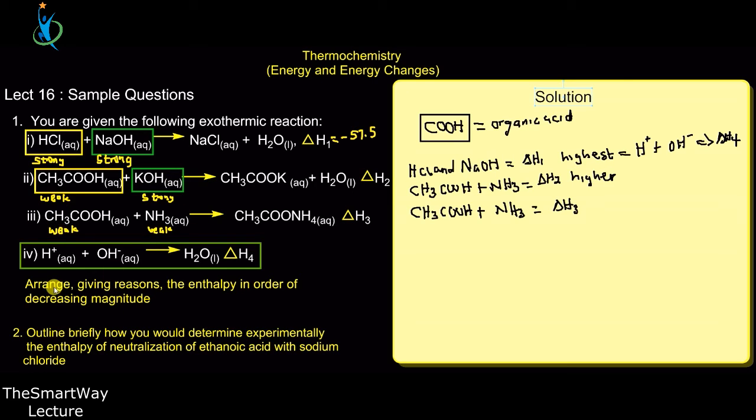So the question is to arrange the enthalpy in order of decreasing magnitude. So decreasing means from the highest to the lowest. So we are going to arrange it from the highest to the lowest because it is decreasing. So let's do that quickly. So here, which one is the first one? We have what we call the H1.